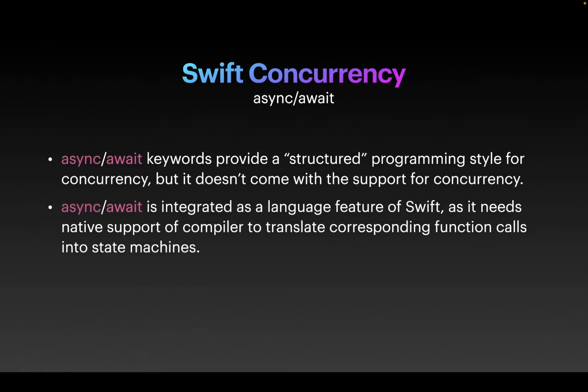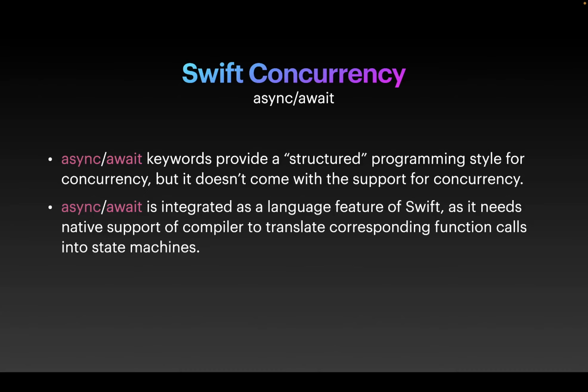Async await are just two keywords. They provide a structured programming style for concurrency, but they do not come with support for concurrency. Majorly it just provides a structured way of programming, but it does not support concurrency. They are kind of two separate concepts, but anyway, when you're doing more applied things, you don't need to worry about this.